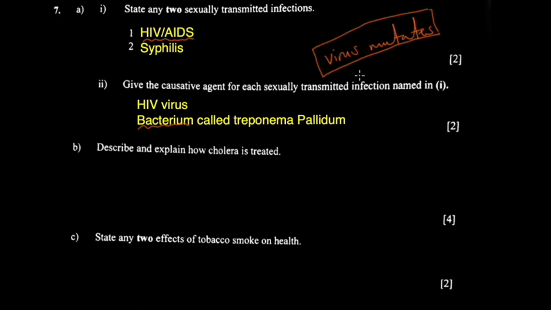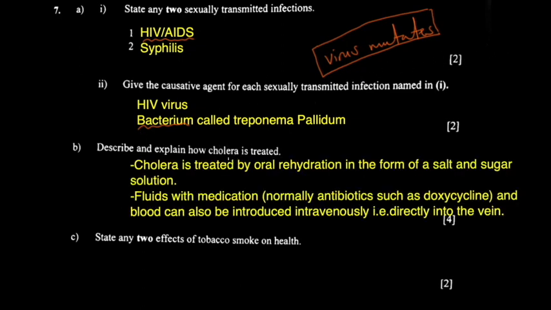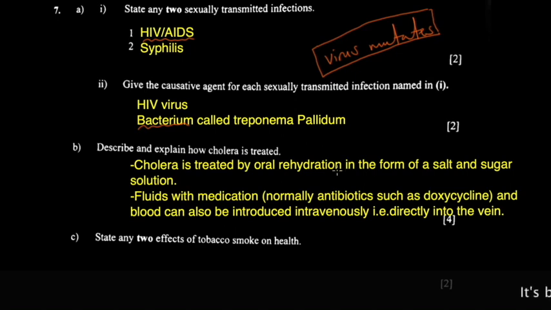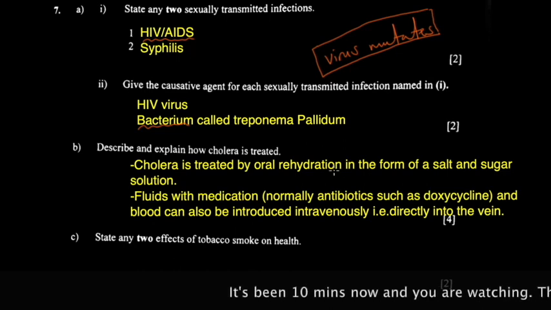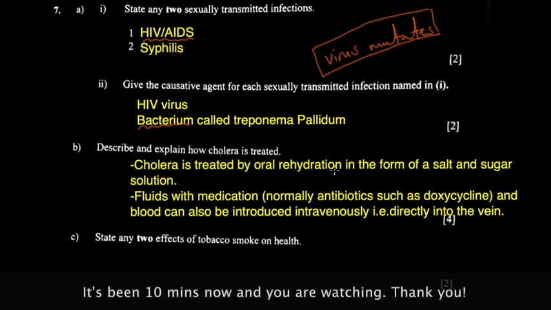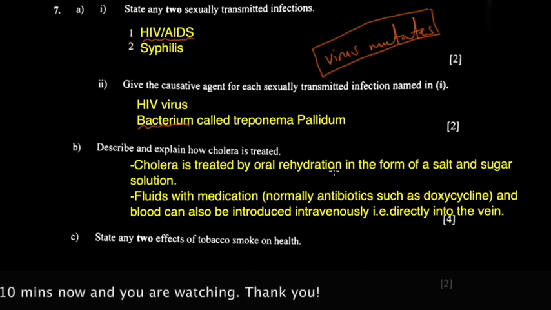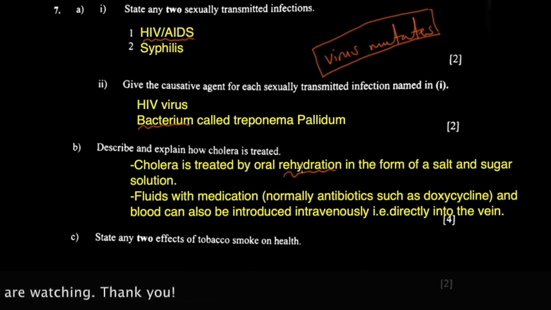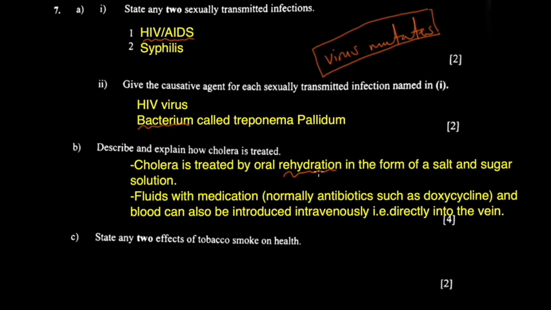Describe and explain how cholera is treated. So cholera is treated by oral rehydration. I think most of you know, because we've had cholera endemics over the years. So cholera is treated by oral rehydration. This suffix hydrate simply means to increase the water. If you're rehydrating, it means you're replacing the water that's lost. The water that's lost to where?